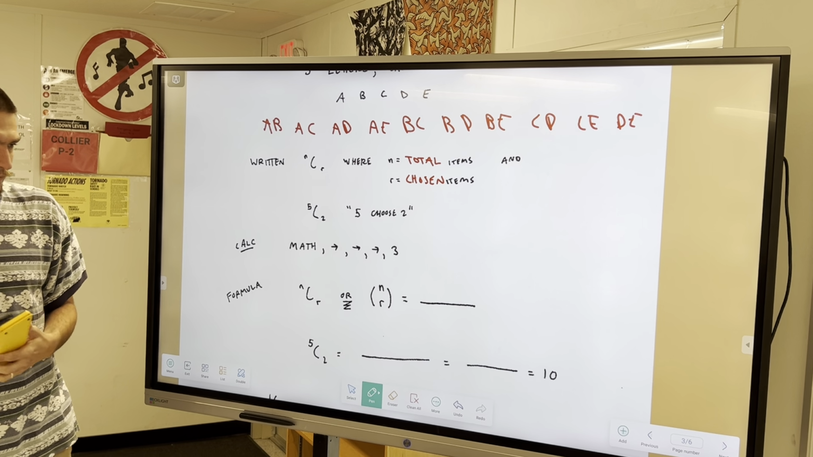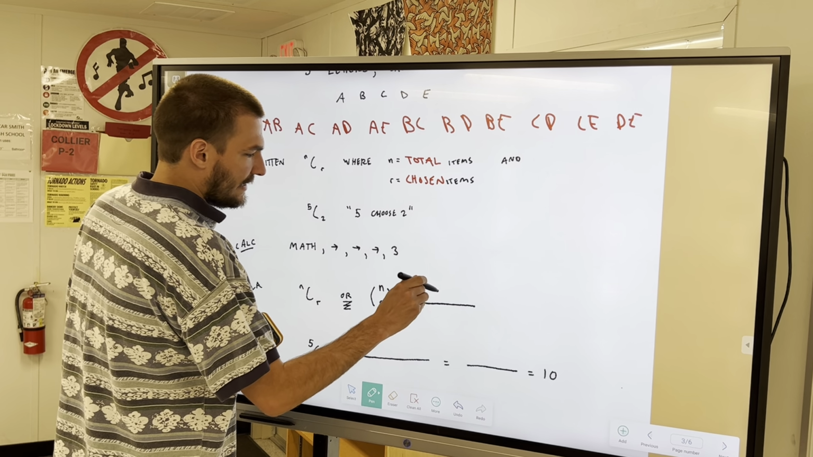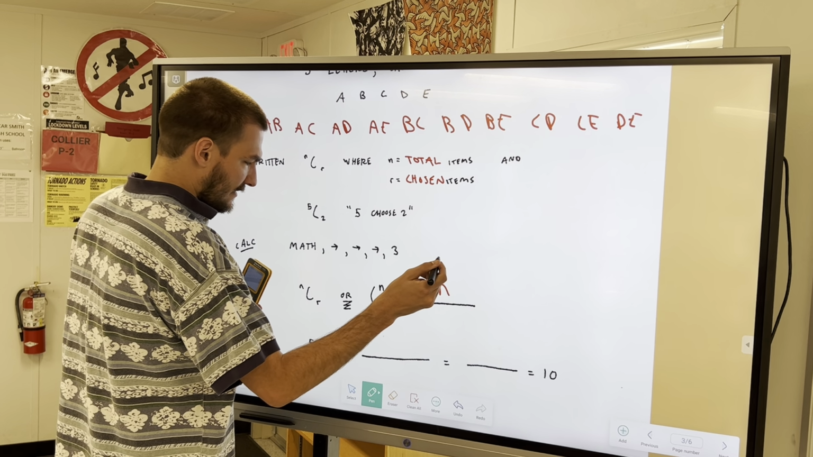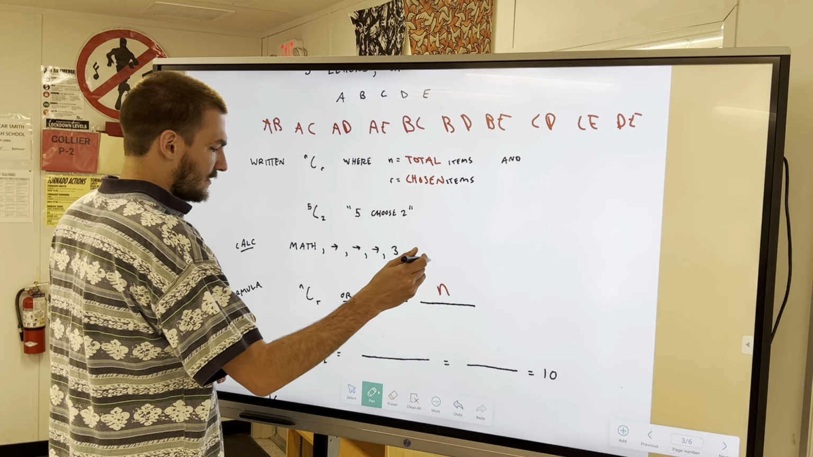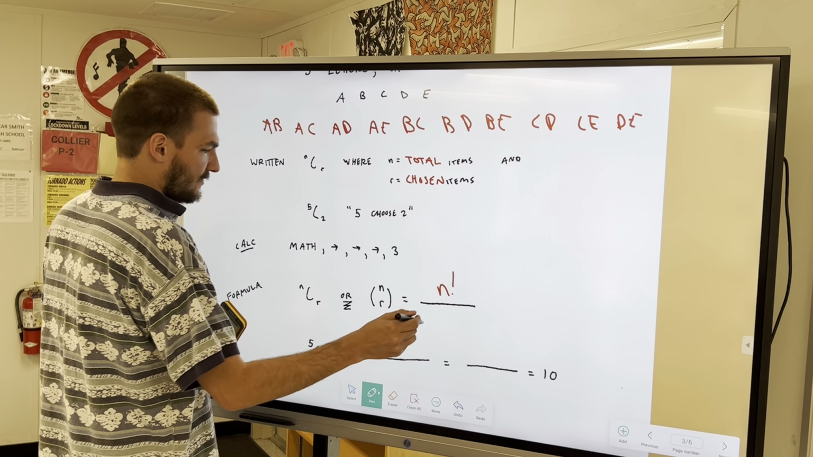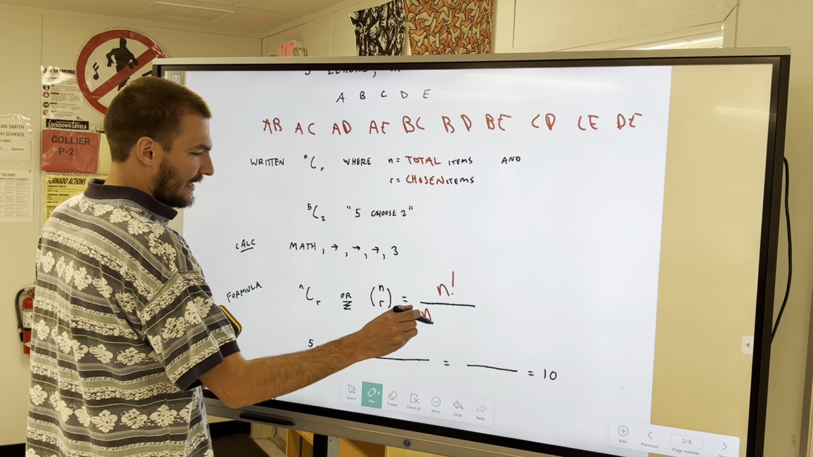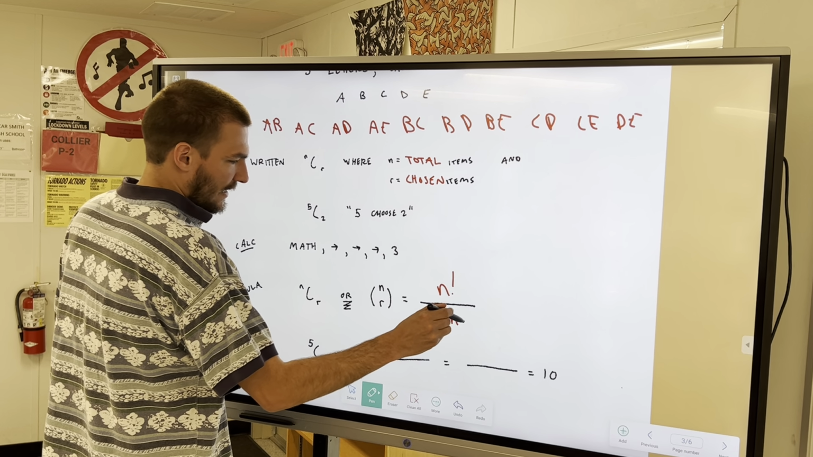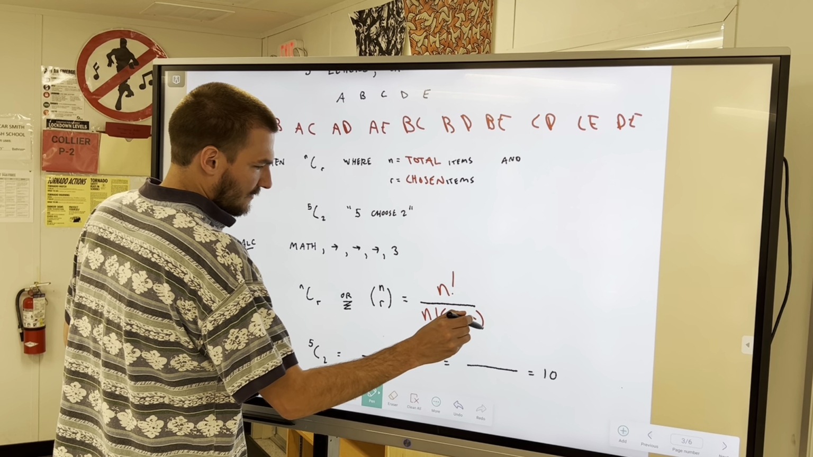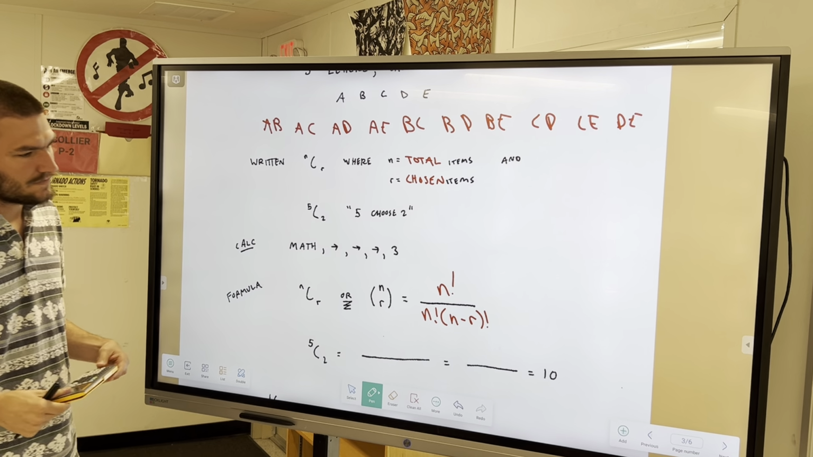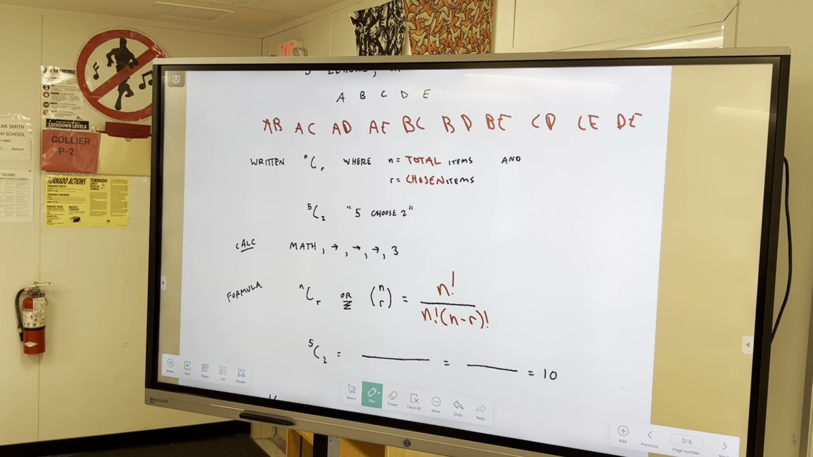And we have a little formula here. The formula is n factorial over r factorial, (n minus r) factorial. Now that looks really crazy, but actually this is a super quick and easy formula to use.